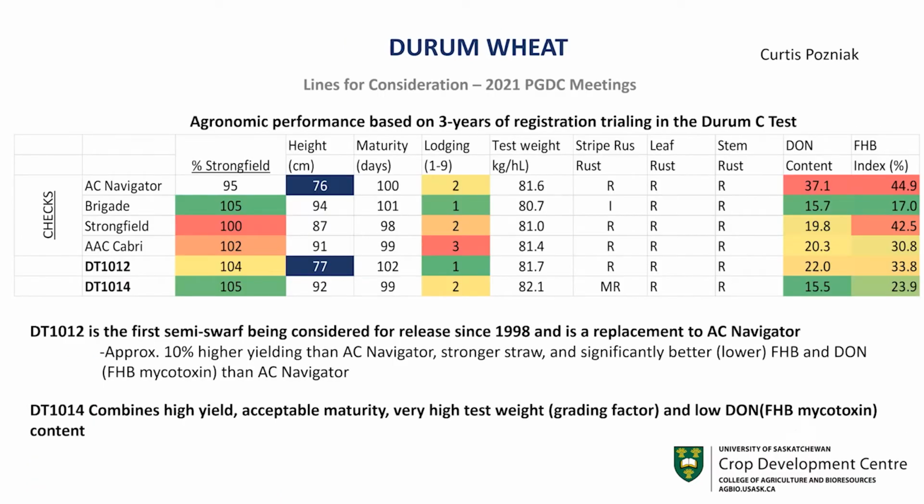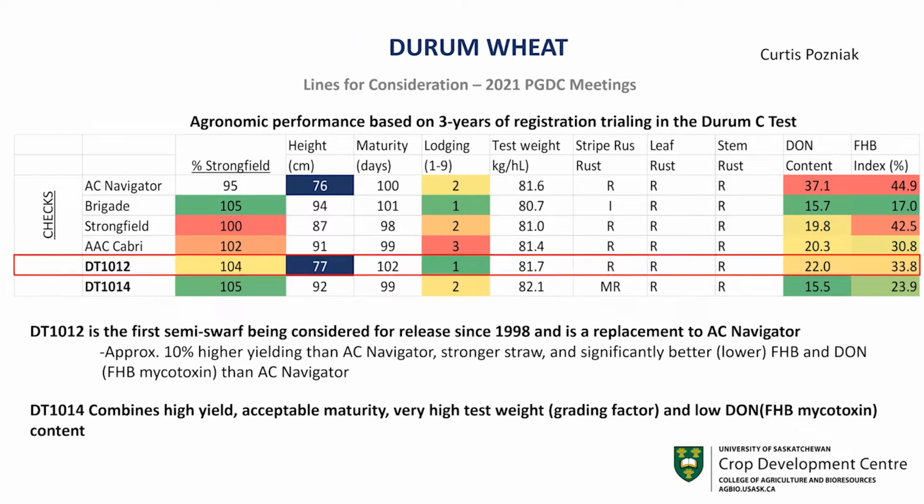And the other two potentials for this year's PGDC meeting. The first one is DT1012. This is one of the first semi-dwarf wheats, as a replacement for AC Navigator. You can see here, for example, the yield compared to Strongfield. It's higher than Strongfield, and if you compare to the same class, it's about 10% higher yield than AC Navigator. And you can see plant height is quite similar to Navigator.